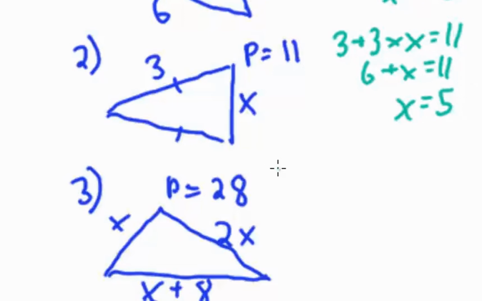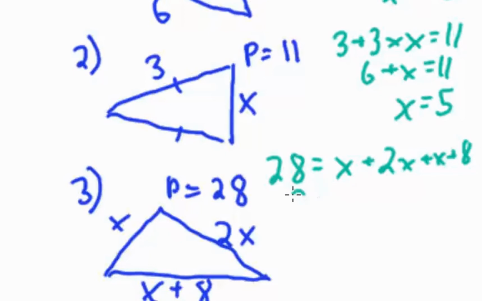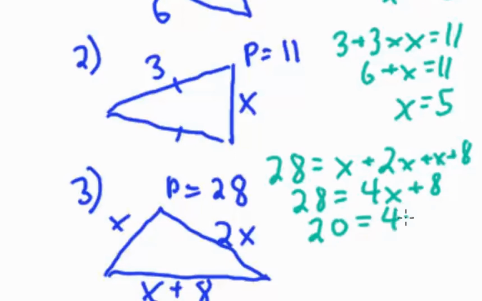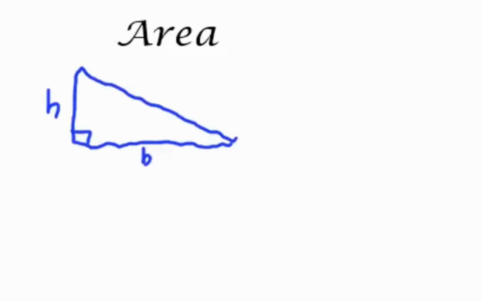In the last problem, there's an algebraic expression for all three sides. So 28 equals x plus 2x plus x plus 8. If I combine all the x's on one side, I'll have 28 equals 4x plus 8. Subtract 8 from both sides, and I get 20 equals 4x. And divide both sides by 4, and my x equals 5. So I can then go back in, plug in the 5, if I wanted to know the length of each individual side.